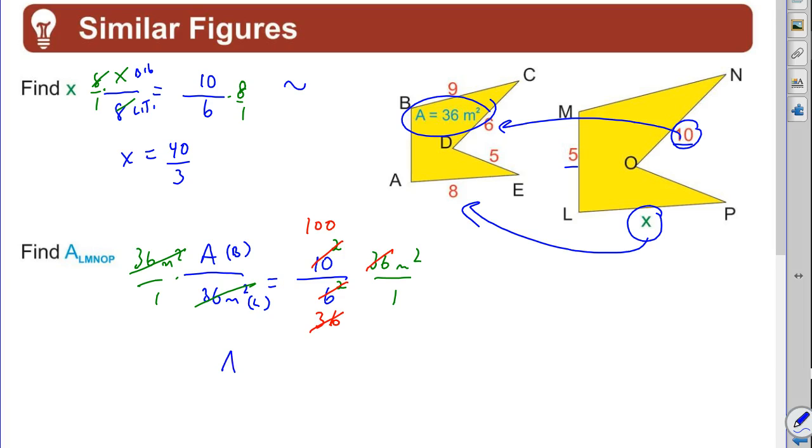So guess what? The area of the other one is 100 meters squared. All right, proportions. Be careful with area. Students forget that the areas are proportional to the square of the sides, meaning the sides get squared. Okay, there you go.